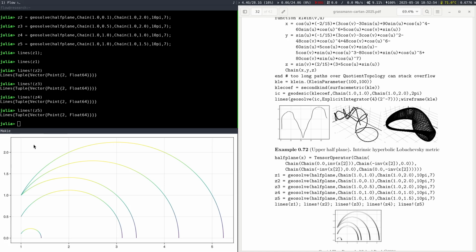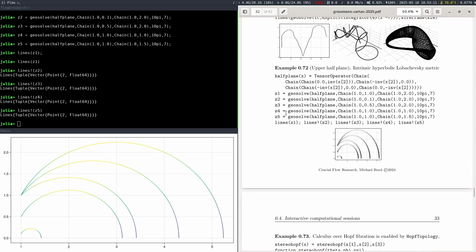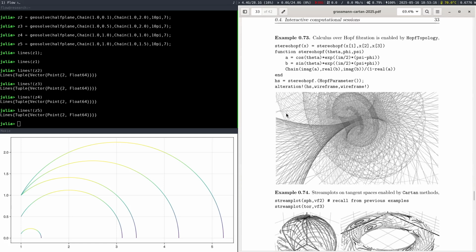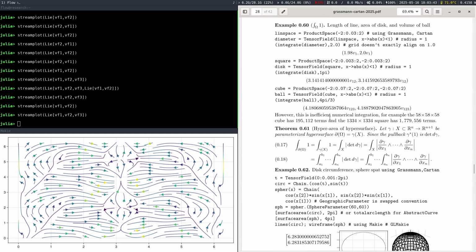So this is just an example of trajectories in the hyperbolic plane, like geodesics on the hyperbolic plane using an intrinsic metric. Using this technique, it's just another example of demonstrating different ways you can calculate different things. Let's move on to the next thing for the integrals. Length of a line, area of disk, and volume of a ball. So let's take a look at this here.